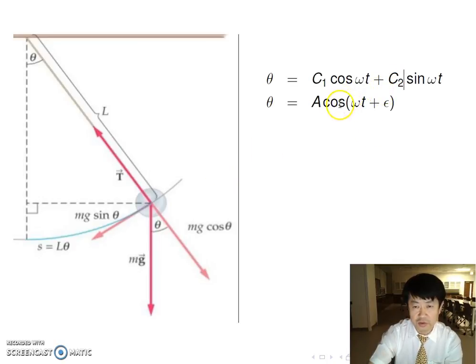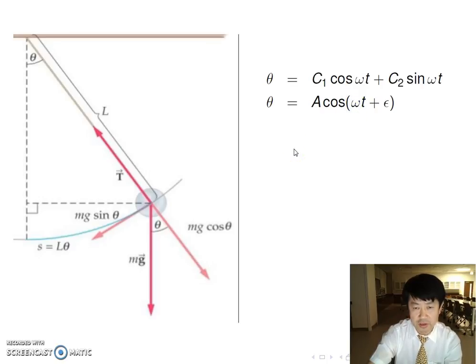Now if you look at the cosine parenthesis, this parenthesis is the angle. Epsilon is constant, omega t is changing. t is time. Time times something. This something gives you an angle. Time times what is angle? Of course, angular speed, which means omega is angular speed.